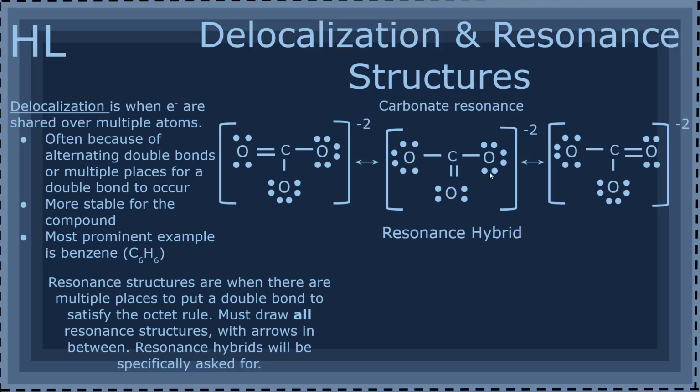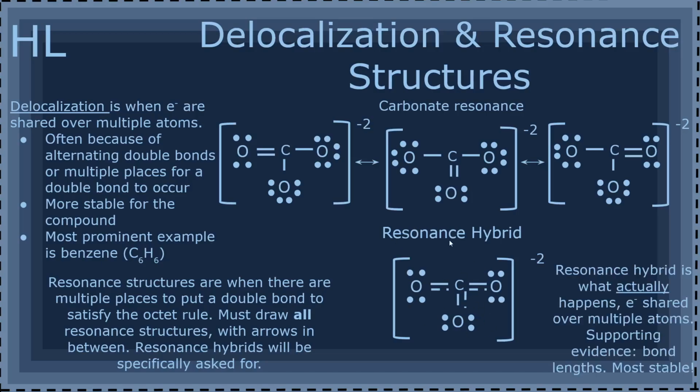But what actually happens is a resonance hybrid, where the delocalization of electrons causes them to be shared over multiple atoms. This is represented by these half bonds, or these segmented bonds, where we have 6 electrons being shared over all of these. Now, resonance hybrid is what actually happens. Electrons are shared over multiple atoms.